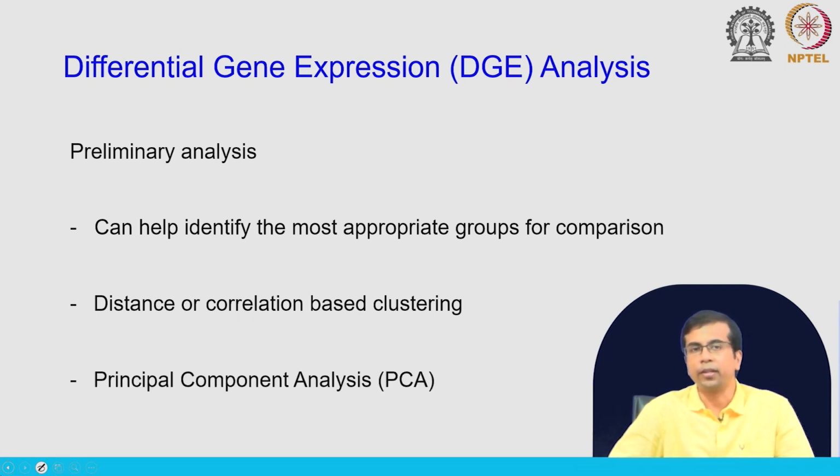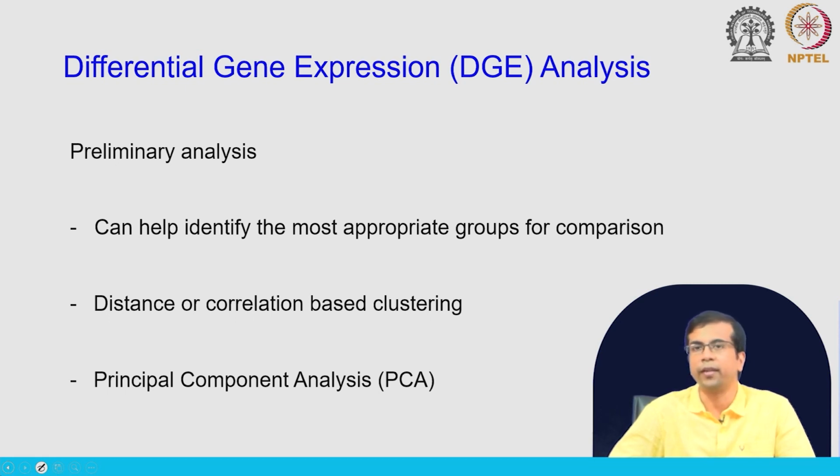Then we have another method called principal component analysis, or PCA. Again, the idea is very similar. We want to look at the samples that are similar to each other and the samples that are different from each other. I will give you some examples with some sample data and show you how these will look. I have been talking about these 16 samples.